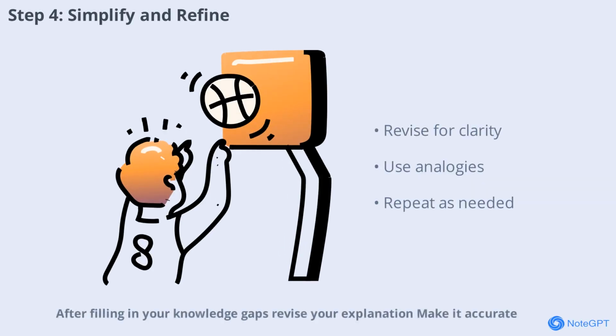After filling in your knowledge gaps, revise your explanation. Make it accurate, clear, and concise. Use analogies if they help, like saying a computer processor is the brain of the computer. Repeat the process as needed until you can explain the concept confidently and coherently. This cycle of refining your explanation ensures that your understanding is both deep and durable.